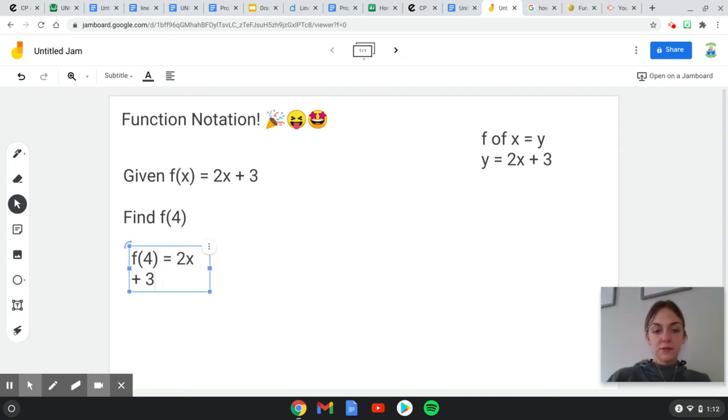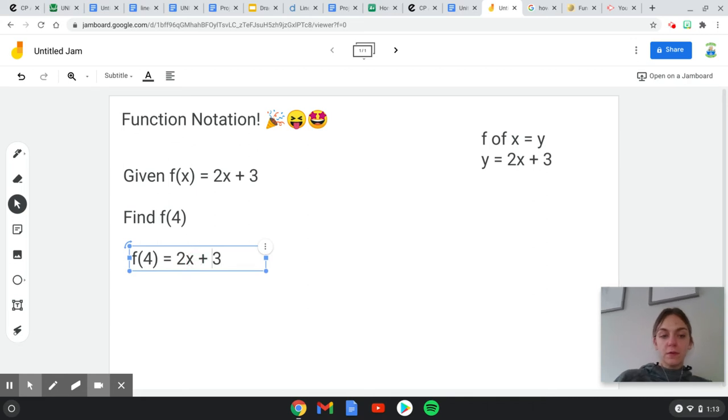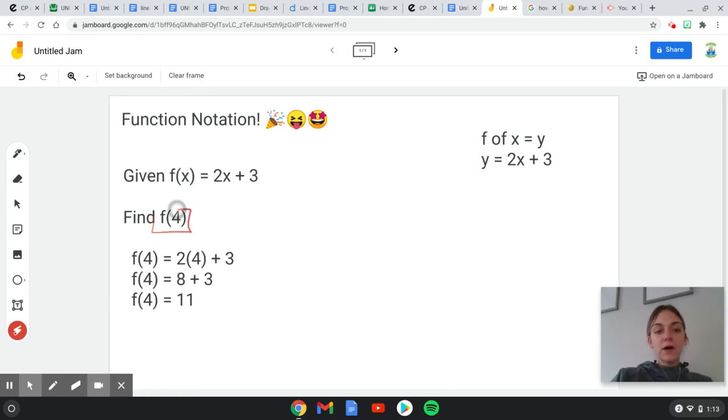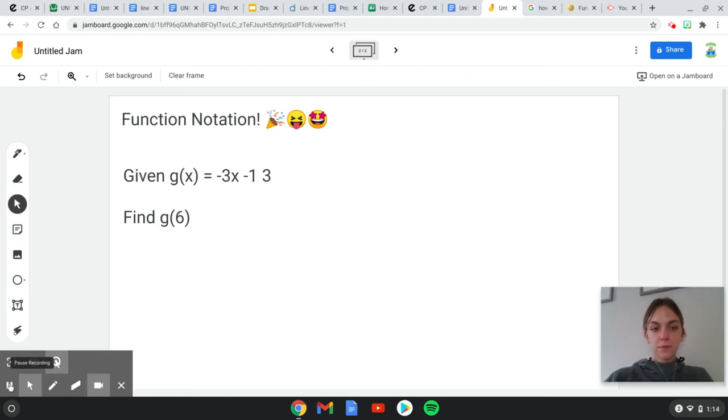So 2x plus 3. And anywhere where we see an x, we're just going to replace that with a 4. So I'm going to take the x out and put a 4 in. Now all we have to do is evaluate our function. So f of 4 equals, of course, we'll do PEMDAS first. 2 times 4 is 8. Bring down the 3. 8 plus 3 gives us an 11. So f of 4, when we evaluate it, is going to give us 11.